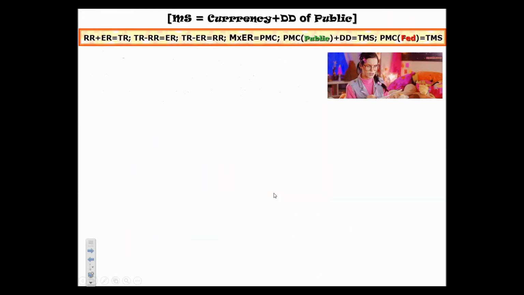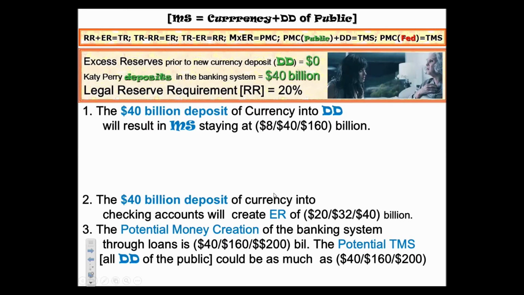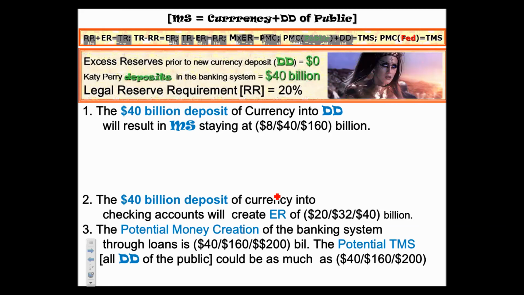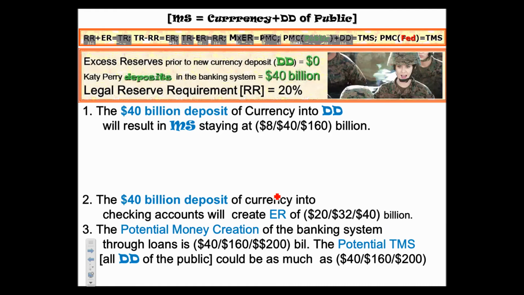I'll just do a couple of examples here. I'll answer some of these questions because they're similar to what you'll see on your homework. So Katy Perry deposits $40 billion into the banking system, and the legal reserve requirement is 20%. When she makes a deposit of cash into a demand deposit, the money supply actually stays exactly the same. No changes there.